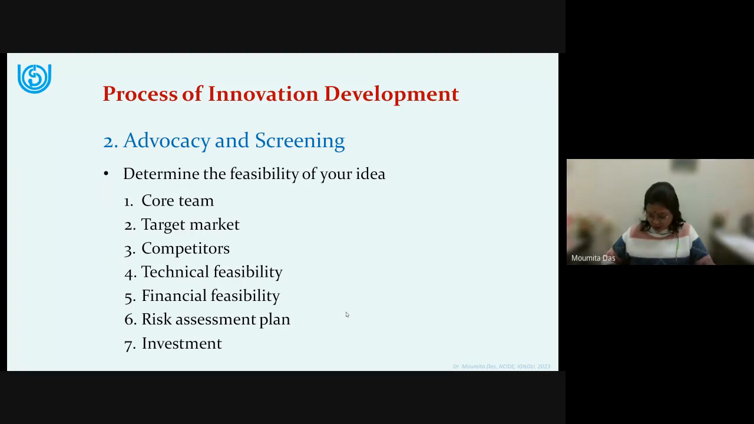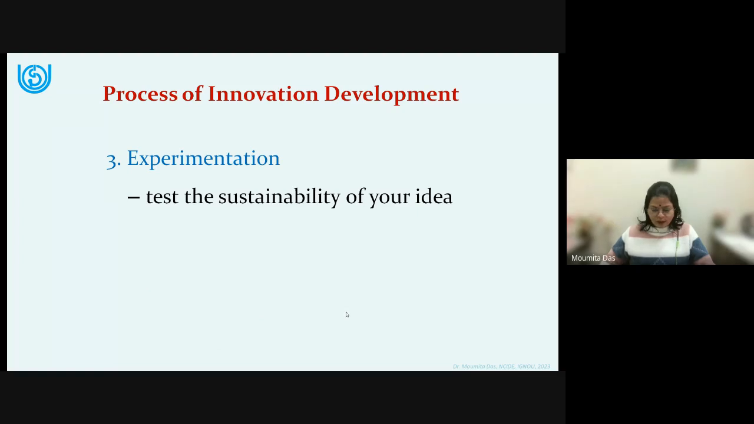So, advocacy and screening. The next one is experimentation, as the word suggests. You have to test the sustainability of your idea, meaning you have to see that your idea actually works and is sustainable over a long duration of time.